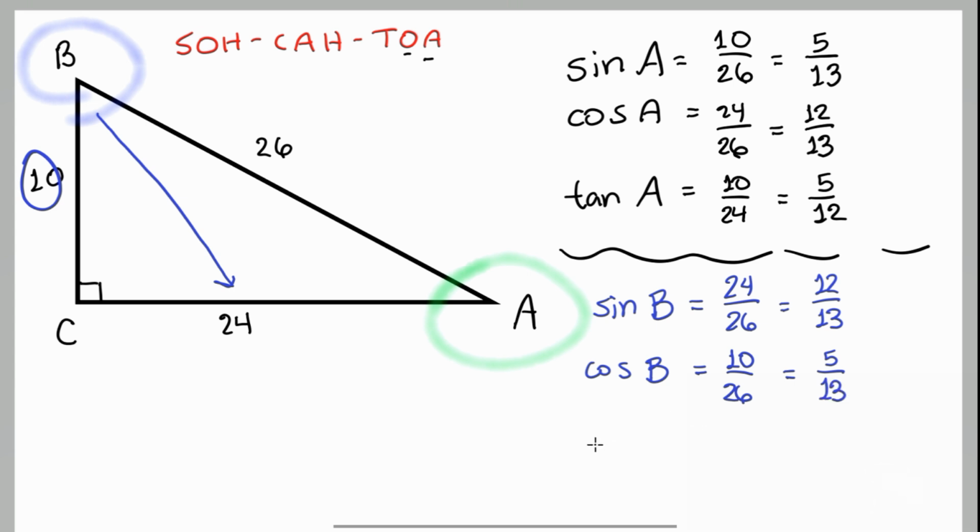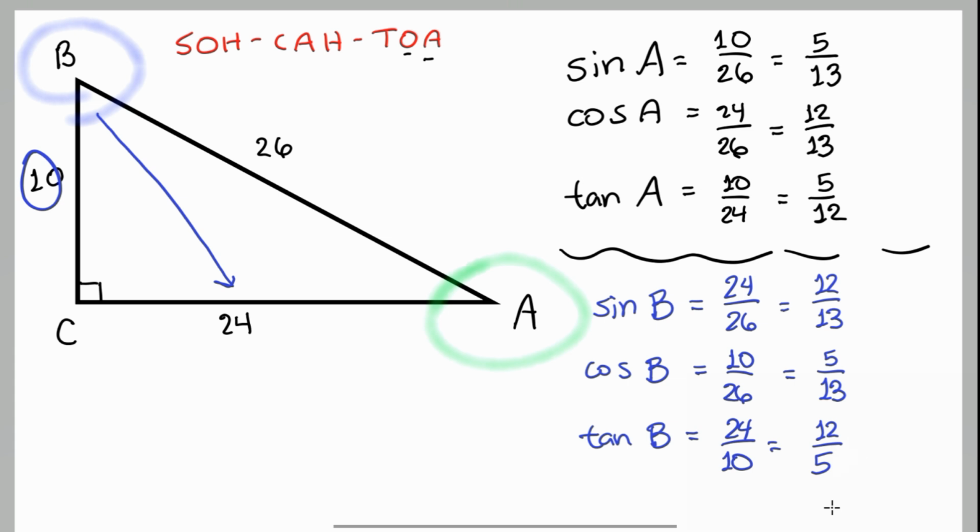And, whoops. I don't know why my mind's trying to go to cotangent. That's not what I mean. Tangent of B is equal to 24 over 10, which is 12 over 5.